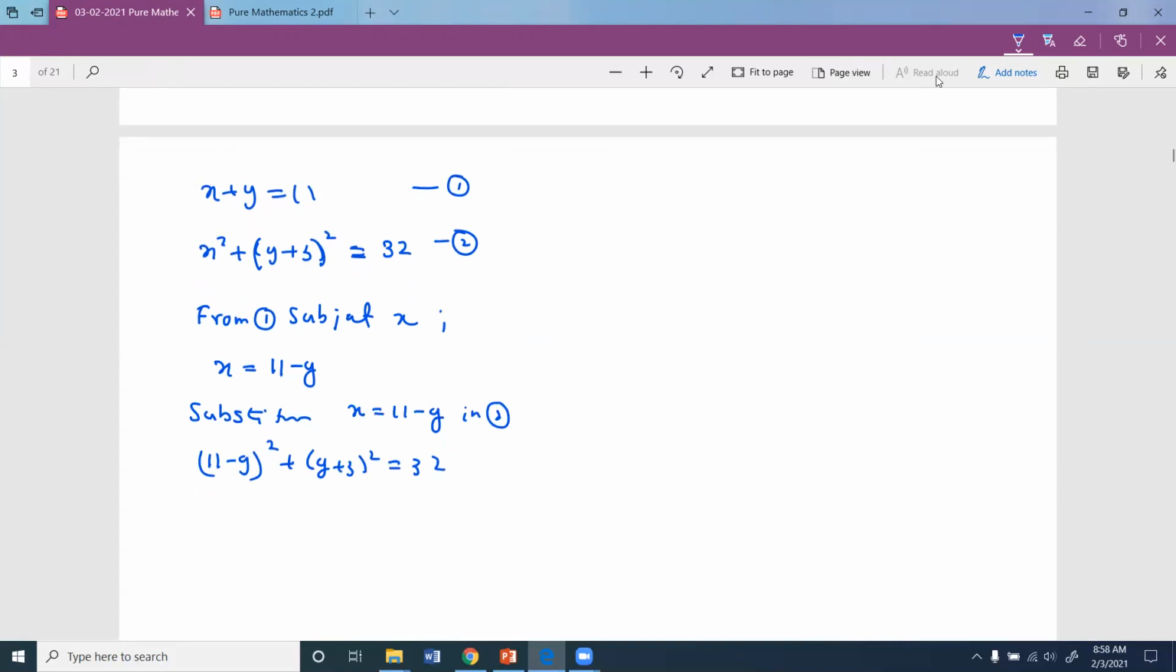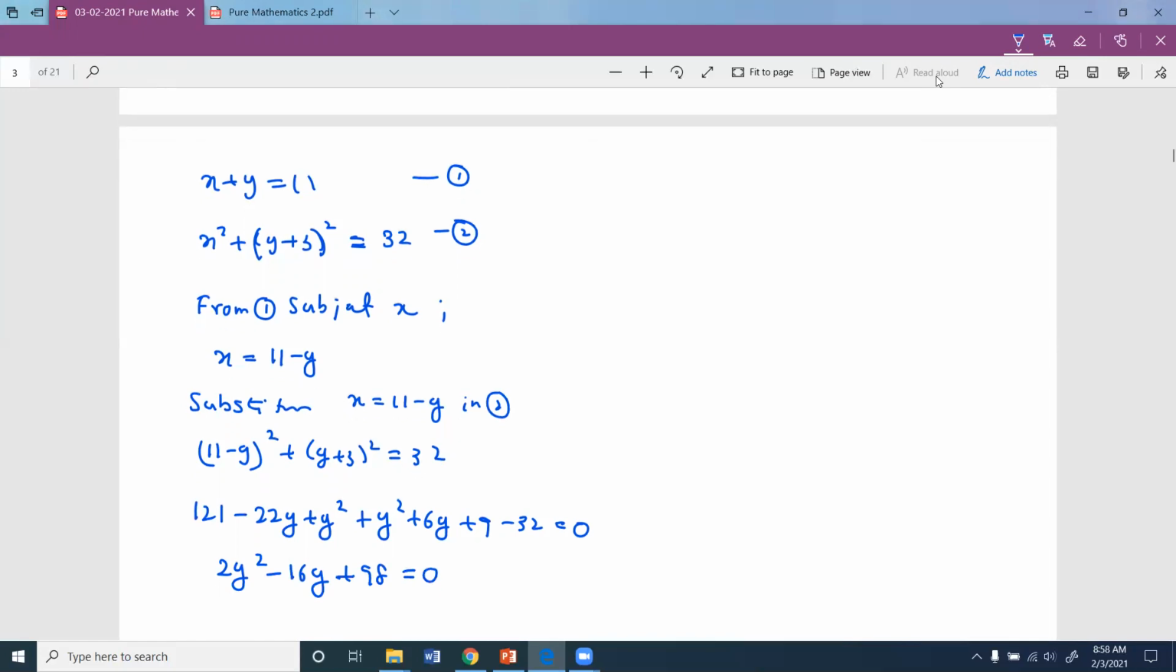If I expand the brackets, it turns into 121 minus 22y plus y squared plus y squared plus 6y plus 9 minus 32 equals 0. So y squared plus y squared is 2y squared, minus 22 plus 6 is minus 16y. Then 121 plus 9 minus 32. When you do this calculation, do it carefully, because if you make calculation errors, you may not get the result they expect. Plus 98 equals 0, right?